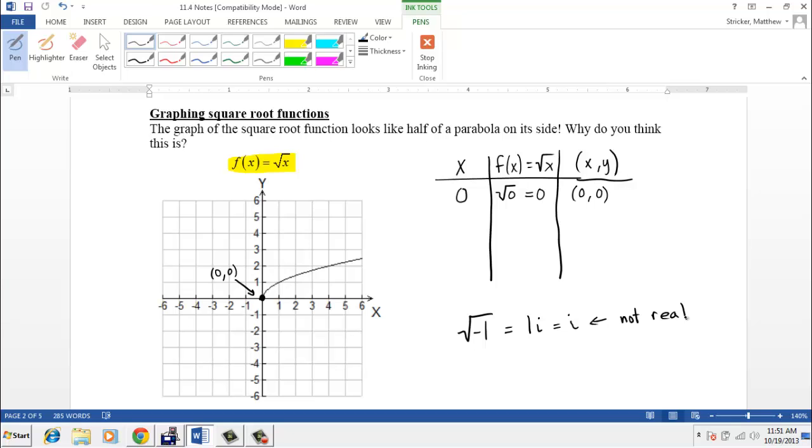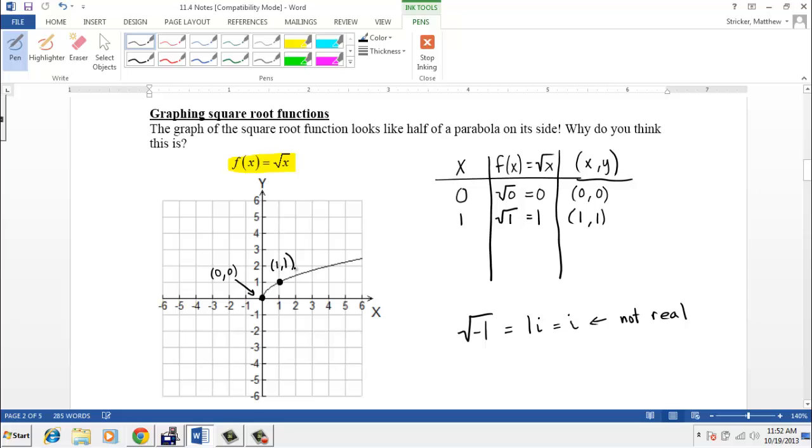Let's pick some more x's. Now we know the x's we have to pick are positive and 0, but we also might want to pick x's that you can take the square root of, for graphing purposes. For example, I could take the square root of 1. The square root of 1 is 1, which gives us the point 1, 1, which we see here on the graph. That's the point 1, 1.